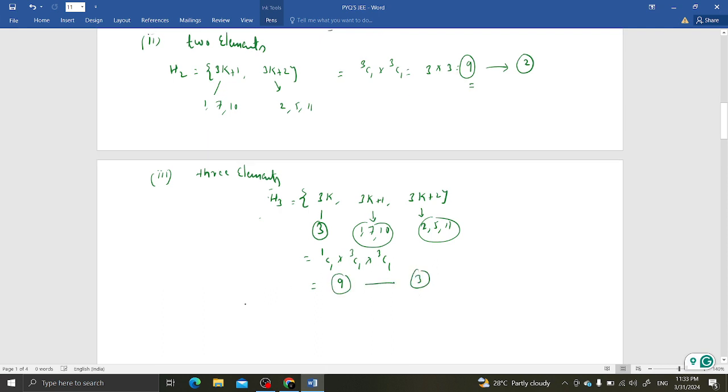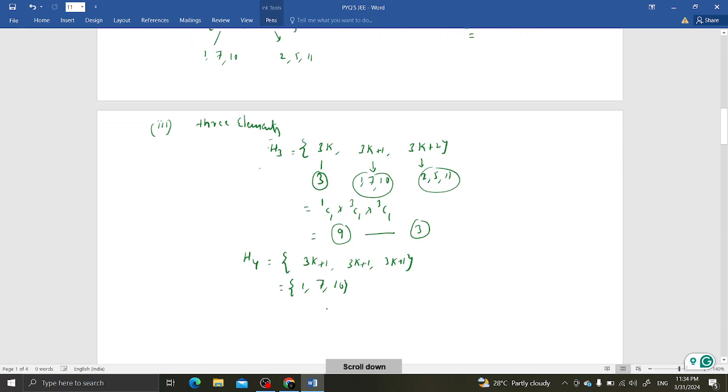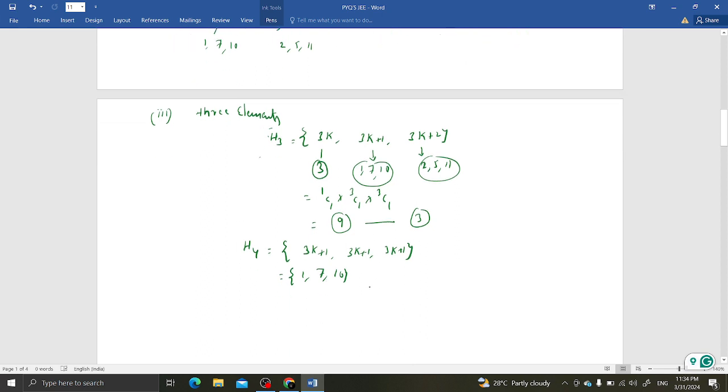Now H4. Again it may be possible that we have 3k plus 1 here, also 3k plus 1 here, and the third element is also 3k plus 1. We have 3 elements, and the first element is 1. I will choose 1, 7, 10. We observe that the sum is 18 and it is divisible by 3. So it is only one type, the fourth one.